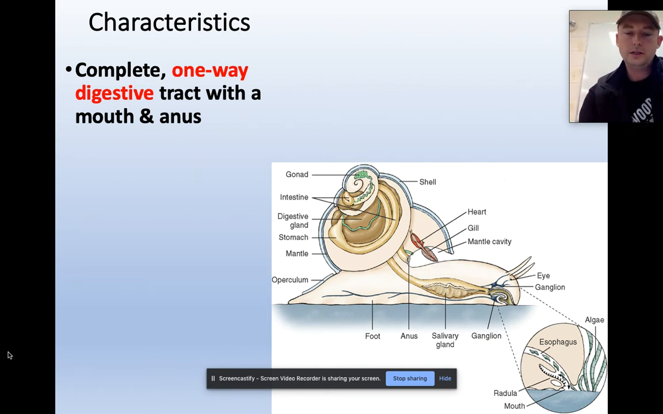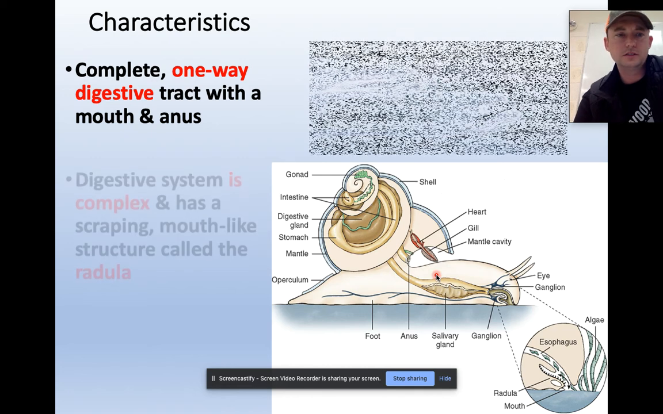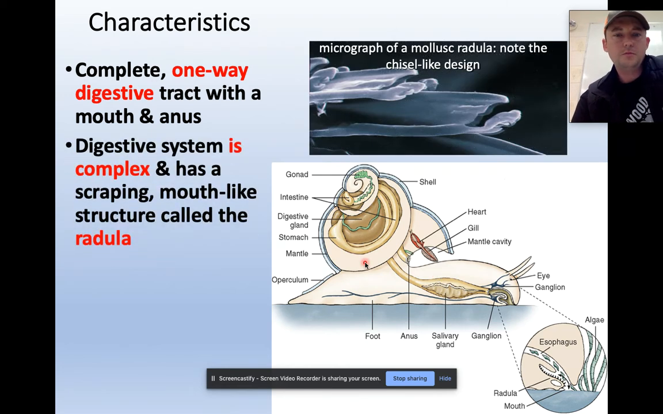So as you can see here, let me get my laser pointer. In a snail here, we have the mouth running through the esophagus, all the way through here to the stomach, through the intestines, and then finally it's going to swirl around here and out the anus. So a complete digestive tract, unlike the sac body plans that we've seen in the sponges and jellyfish. These guys have a complete one, just like us. With it being complete, it is complex.